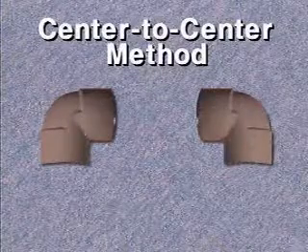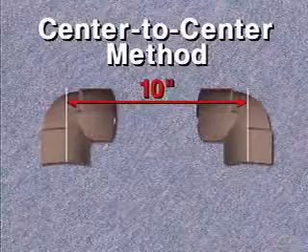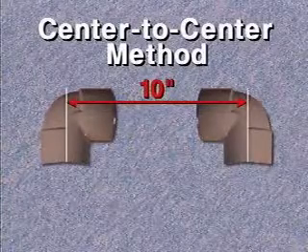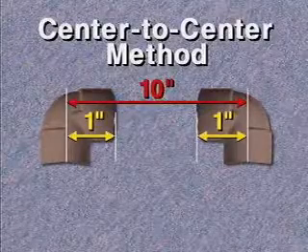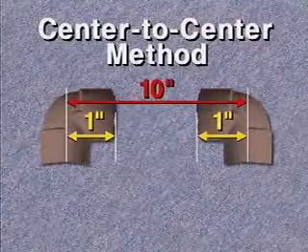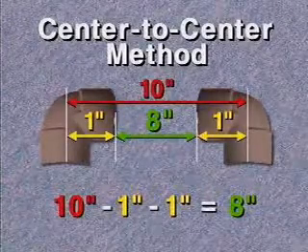Let's look at an example to see how to calculate the length of pipe using the center-to-center method. First, measure the distance from the center of one fitting to the center of the other. Next, measure the distance from the center of each fitting to the face of each fitting, like this. Now subtract these two measurements from the first measurement.